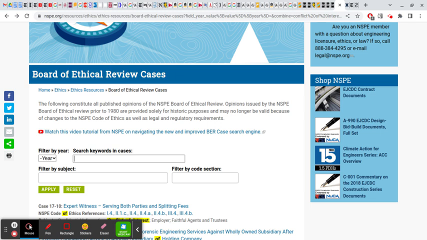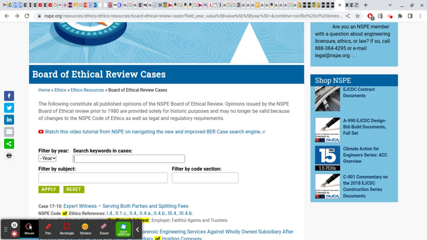There are cases about conflict of interest. There are cases about gifts. There are cases about making public statements about other engineers. There are cases about your credentials and what you need to do in terms of being honest about your skill set and things like that. And on and on and on.